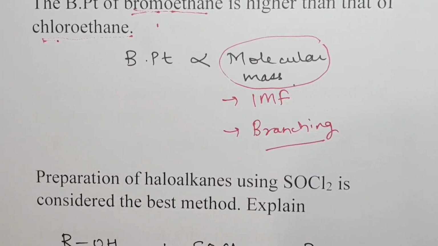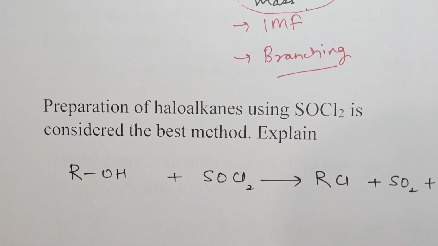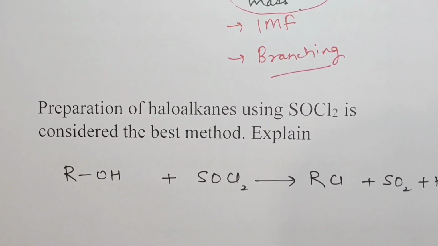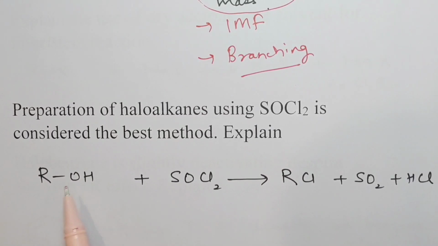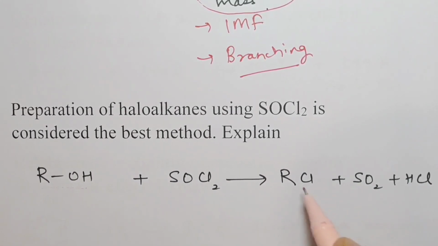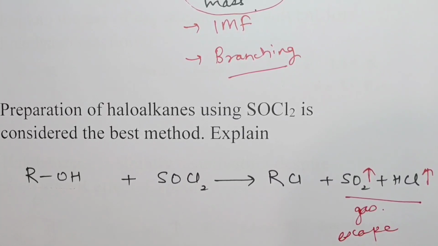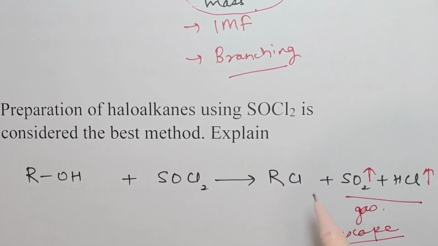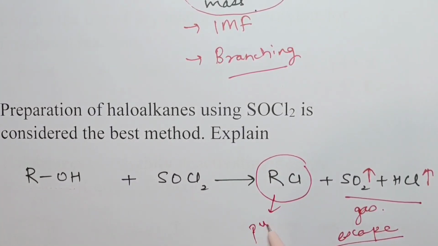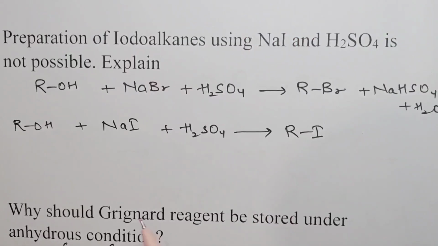Okay, next one. Preparation of haloalkanes using SOCl2 is considered the best method. Why? So, when alcohols are combined with SOCl2, the products that are formed are RCl, SO2 and HCl, and these two are gases, so they can escape. When they escape, all that you are left with in the reaction mixture is your pure compound, pure product. Okay, next question.